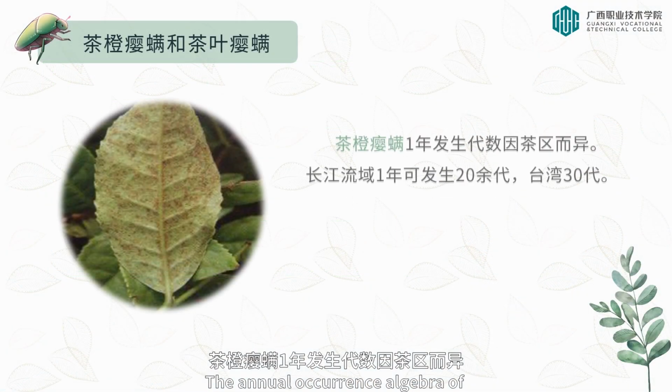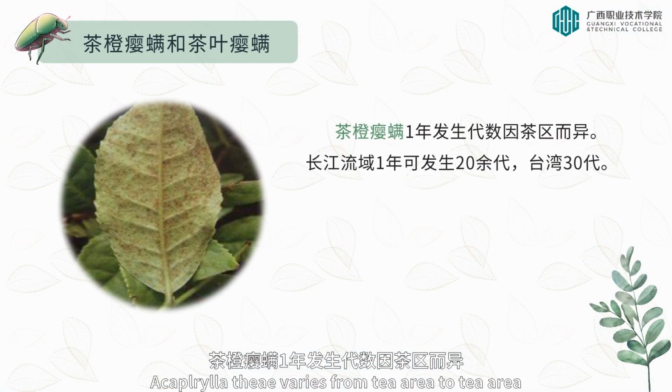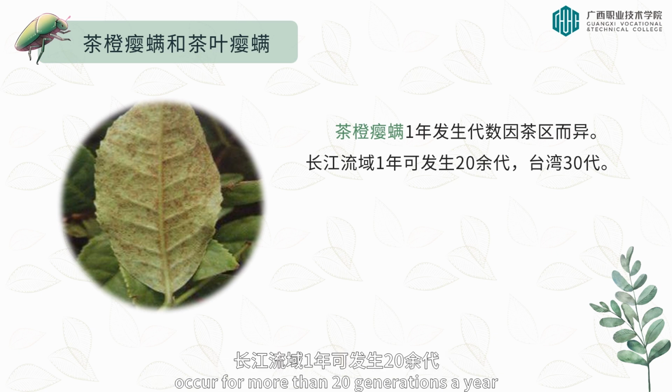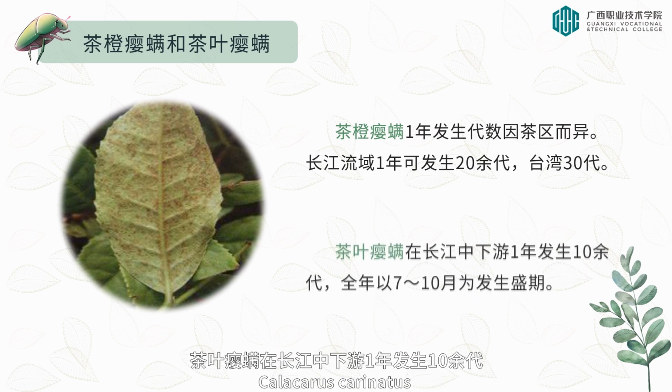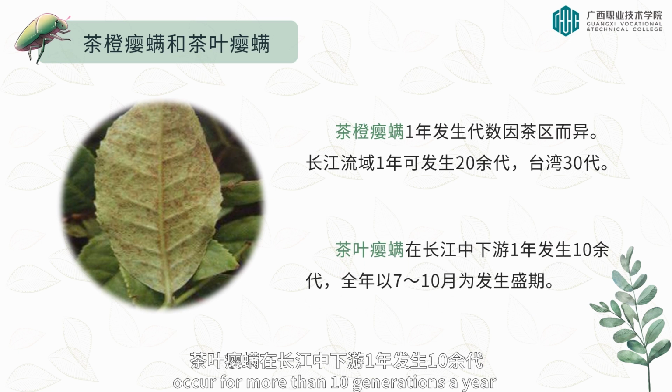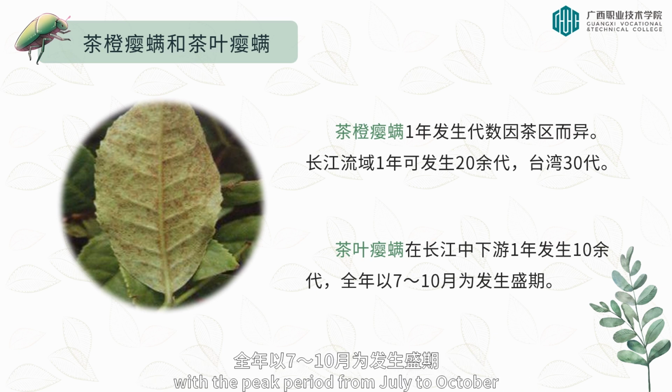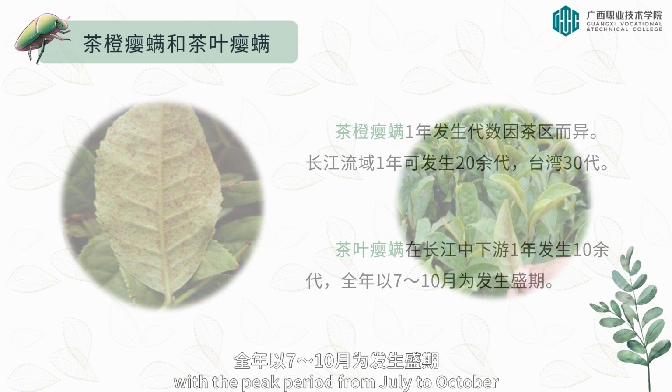The annual occurrence algebra of Acaplerylanthe varies from tea area to tea area. Occur for more than 20 generations a year in the Yangtze River Valley and 30 generations in Taiwan. Calcareous carinatus occur for more than 10 generations a year in the middle and lower reaches of the Yangtze River, with a peak period from July to October.